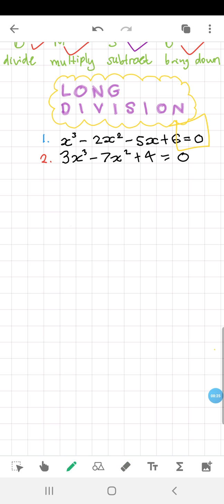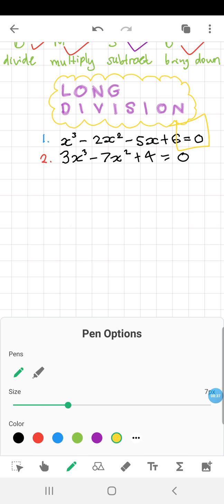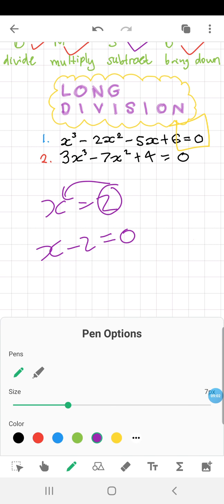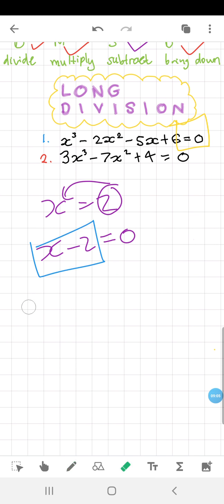So first things first is we're going to substitute a number in the place of x to give us 0. I've already done this example, so I know that 2 is a factor, and when I put 2 in the place of x, I get 0. So if you just want to double check that on your calculator, just key this in, and you'll find that you will get 0. So x is equal to 2 because we put 2 in the place of x, but we want it in the form is equal to 0. So I have to take this 2 to the other side, and I'll now have x minus 2 is equal to 0. And x minus 2 is what I'll be using in my long division equation.